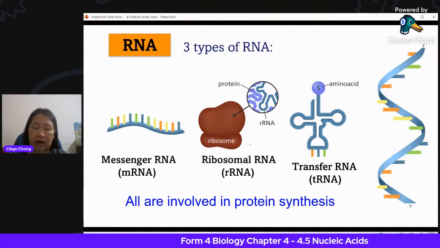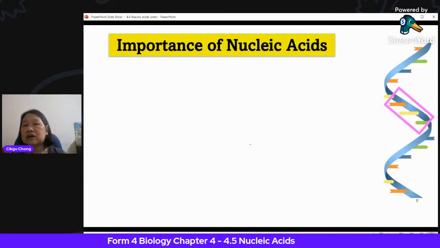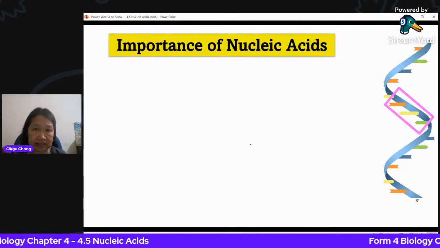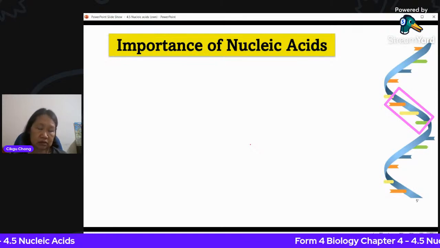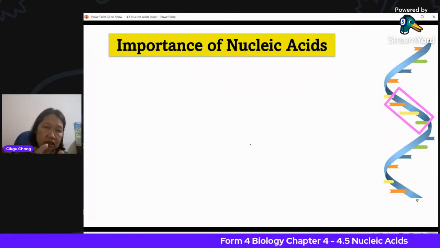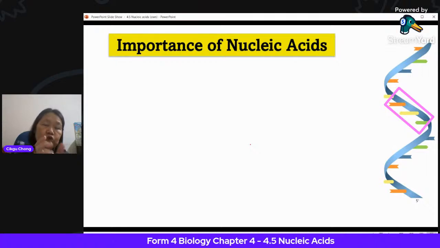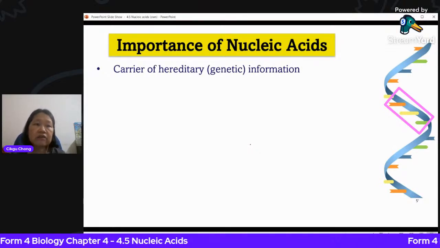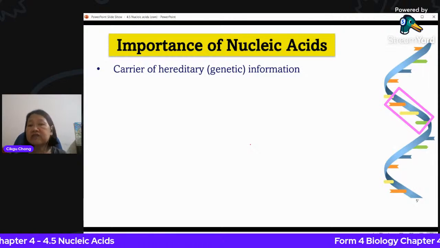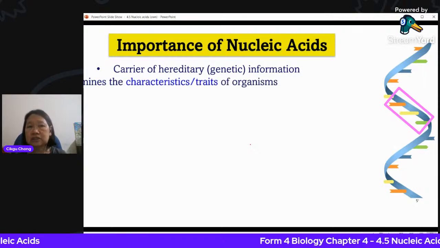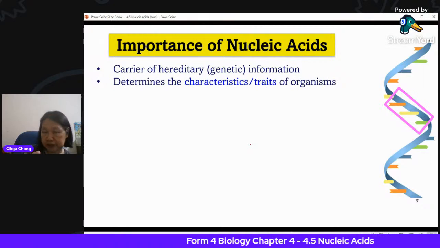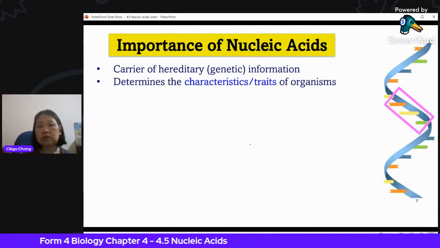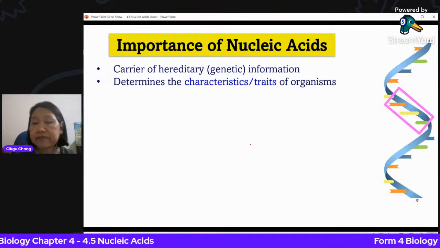Okay, so there are three types of RNA. So the importance of nucleic acid, okay. Just now I've already mentioned earlier the DNA. It is the unit to carry your genetic, the unit of inheritance, your characteristics. It is a carrier of hereditary, or we call genetic information, because this information that is found in the DNA determines what kind of characteristics you have.